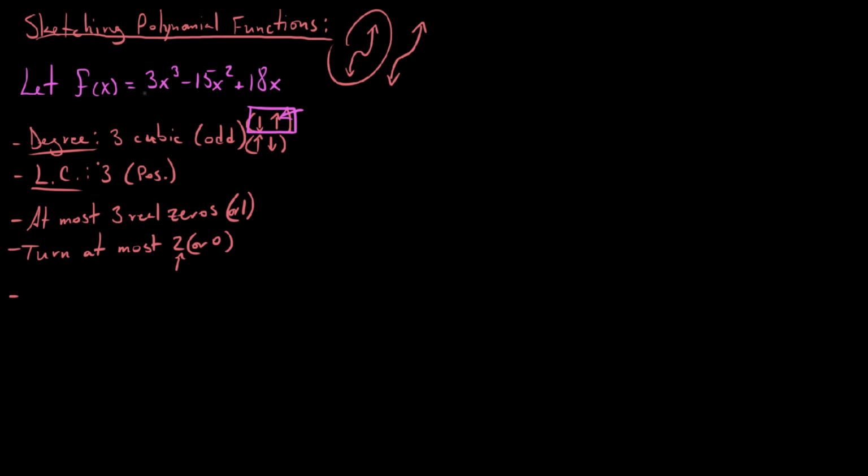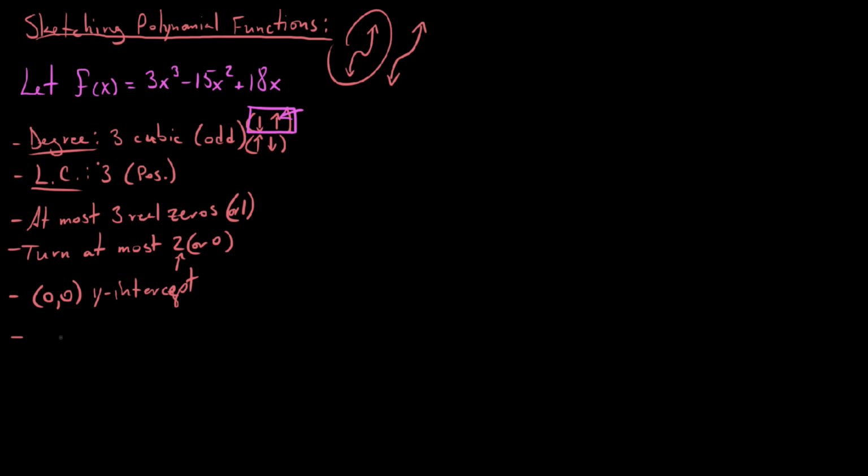So plugging in 0 for x, we find f of 0. It turns out that when we plug in 0 for x, f of 0 actually turns out to be 0. So it does pass through the origin. And that's kind of nice because we're about to find all the x-intercepts as well. To find x-intercepts, we'll set y equal to 0.